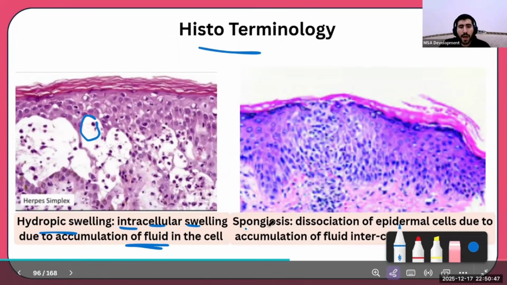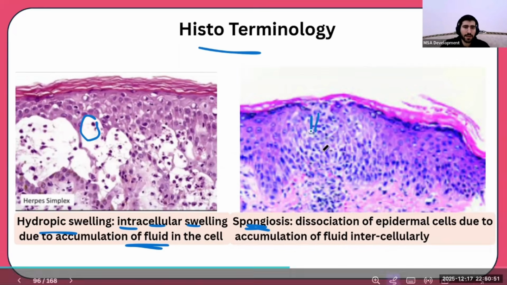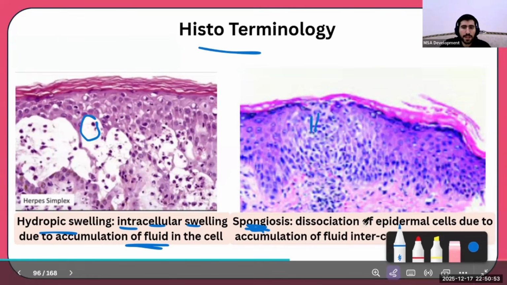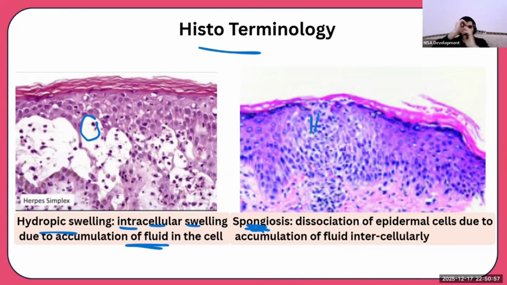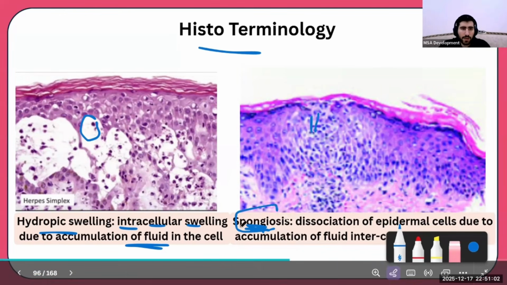On the other hand, we have spongiosis, which is accumulation of fluid between the cells. So spongiosis is dissociation of epidermal cells. Epidermal cells should be connected, but if we accumulate the fluid between them, they will dissociate, and that's spongiosis. Please know the difference. If the fluid is inside the cell itself, that's hydropic swelling. If the fluid is between the cells, that's spongiosis.